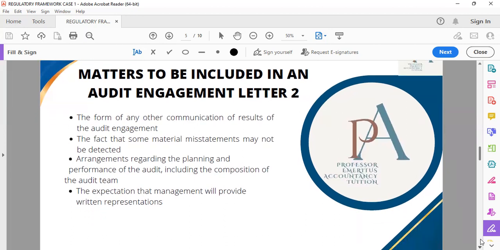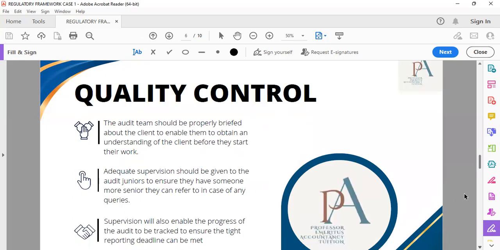So the next question that we were asked is, what will be the quality control that the Salt and Pepper should apply in carrying out this audit assignment? The quality control may change slightly from one assignment to the other, but what we've stated here can pretty much be applied to any other audit assignment. And the first one is that the audit team should be properly briefed about the client to enable them obtain an understanding of the client before they start their work.